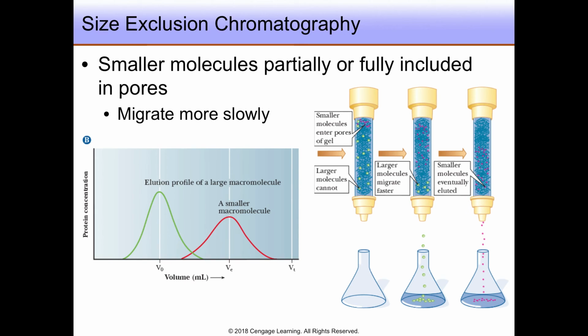Size exclusion can be an effective method for purifying protein, but is typically used earlier in the process. Since the separation is based solely on size, it distinguishes only crudely between various proteins.